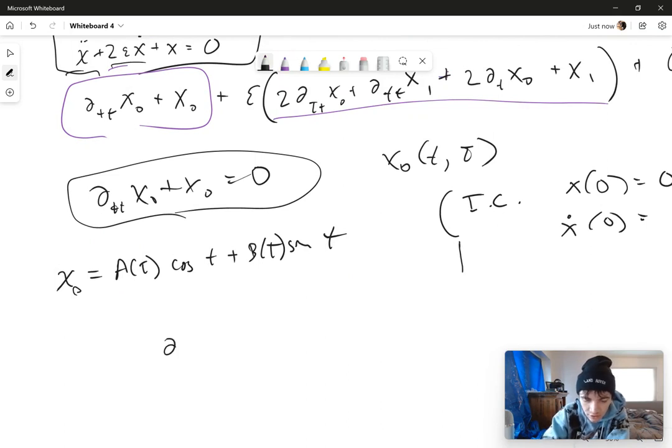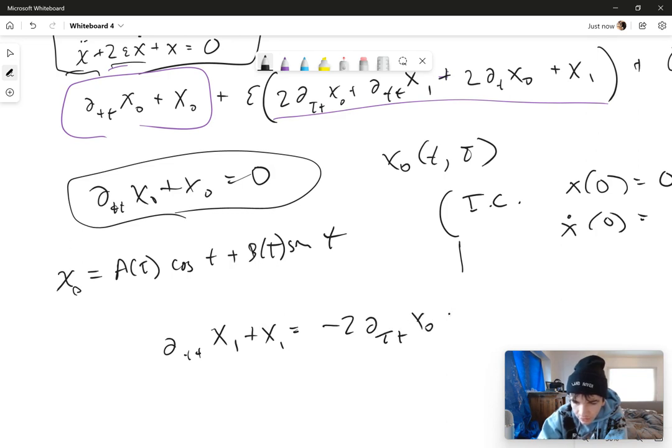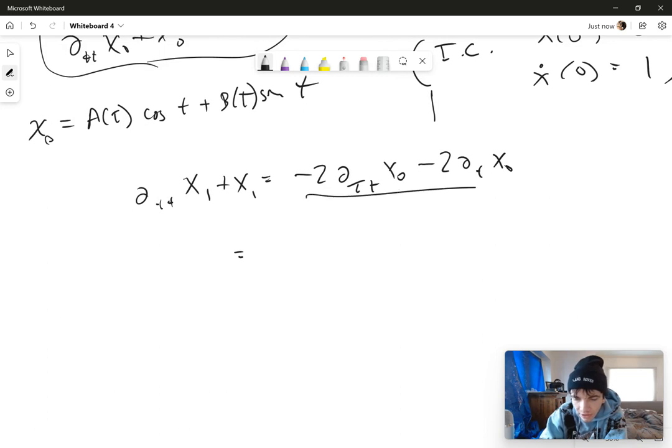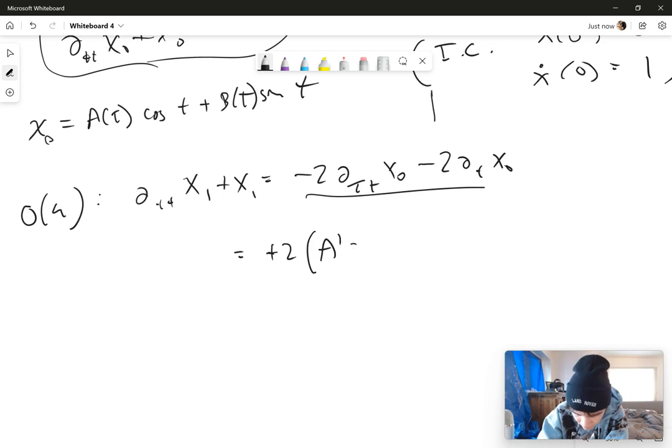I'm going to take my order epsilon equation, which is partial tt of x1 plus x1 is equal to negative 2 partial tau t x naught minus 2 partial t of x naught. Okay, so I'm going to plug in x naught into the right-hand side of this equation. This is my order epsilon equation. So I'm going to have negative 2, let's see here. This is actually going to become positive 2 a prime sine of t minus b prime cosine of t.